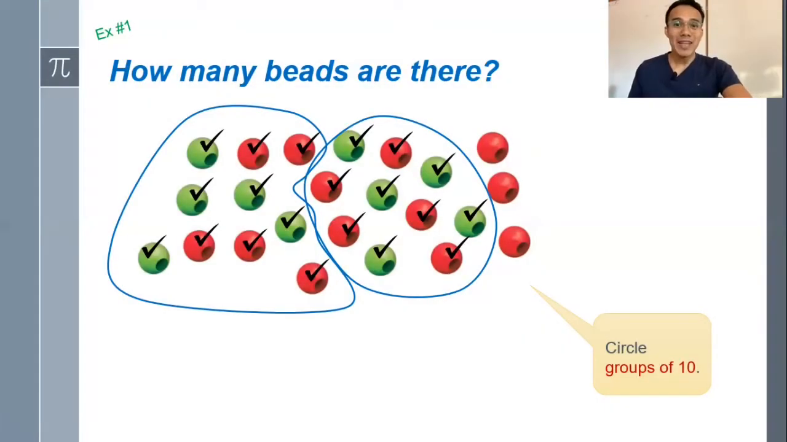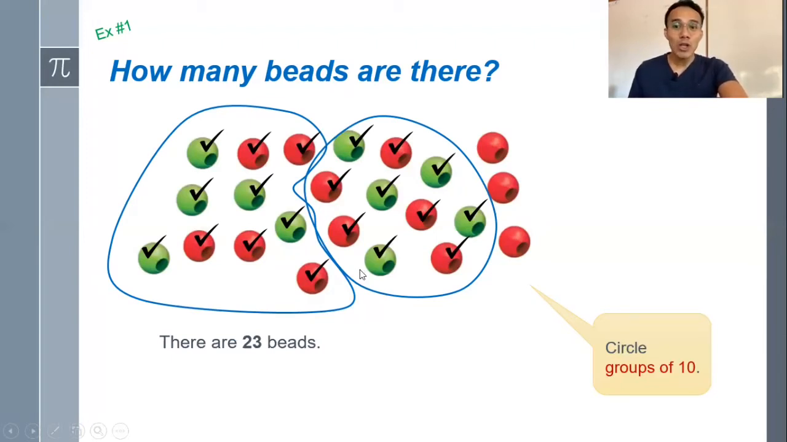We are now ready to count the number of beads in the picture. How to do that? This is what we're going to do. This has already 10. This has already 10. So this is how you are going to count. 10, 20, 21, 22, 23. Were you able to follow? Let's do it again. 10, 20, 21, 22, and 23. Therefore, there are 23 beads in the picture.